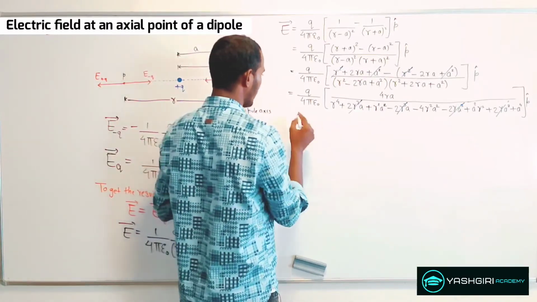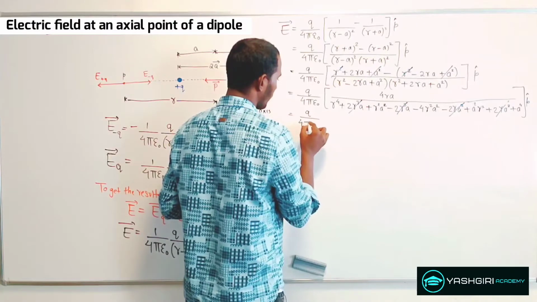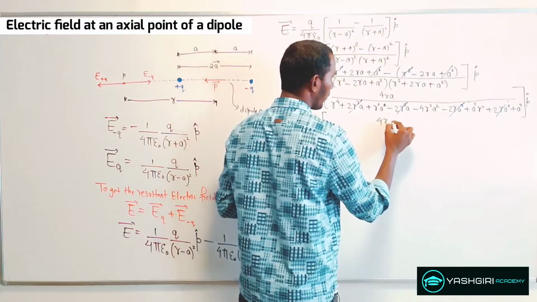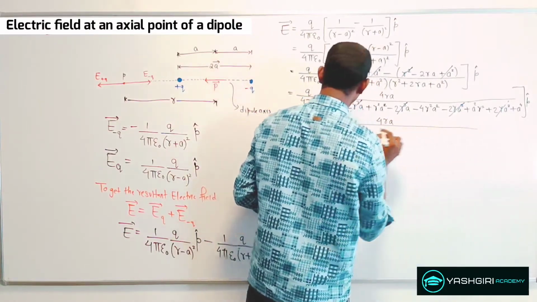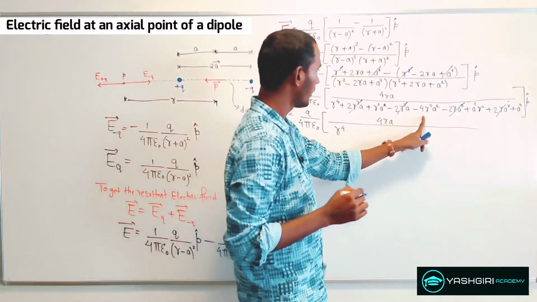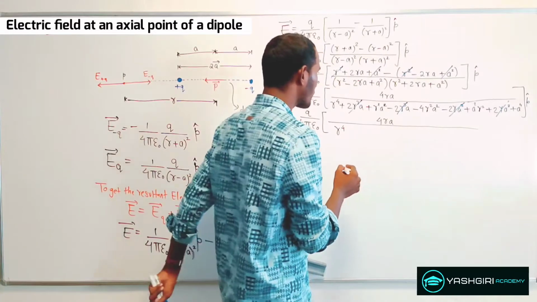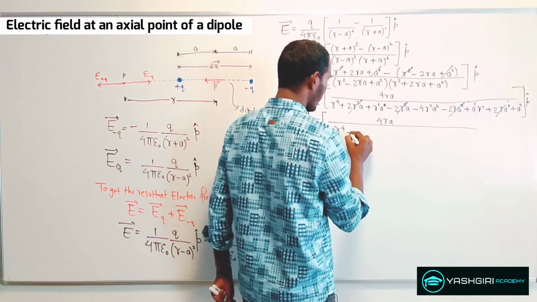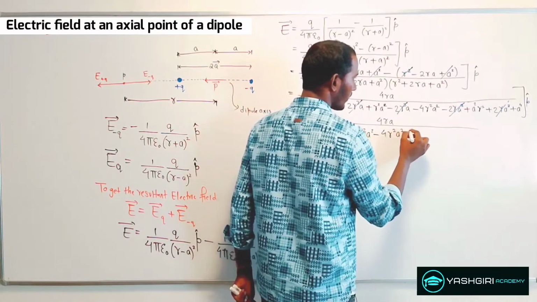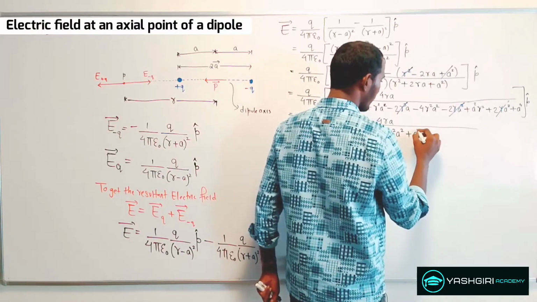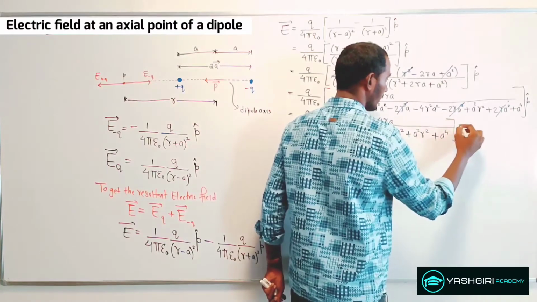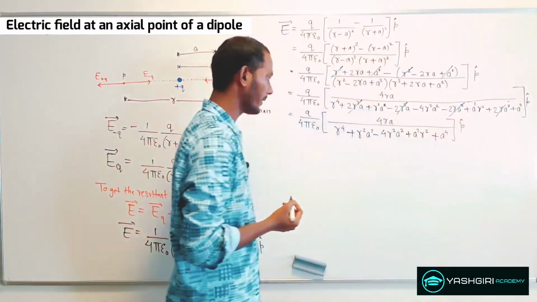I can write it as Q upon 4 pi epsilon naught. Here in the numerator you will be getting 4RA, in the denominator you will be getting R raised to 4, and this term minus 4R square A square. Here R square A square minus 4R square A square, and here again plus A square R square and A raised to 4, and this is closing into P cap. So that's the equation you will be getting.